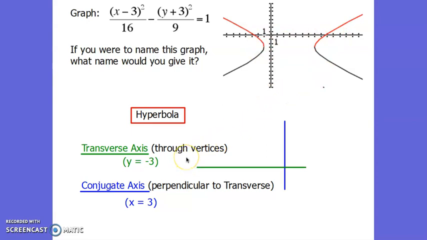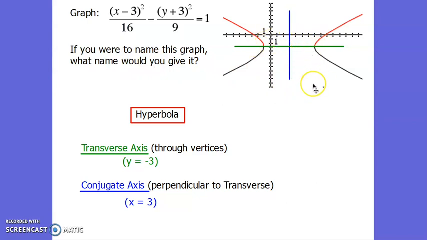Two branches. They also have two axes of symmetry, much like an ellipse. In an ellipse, we called them the major and the minor. For a hyperbola, we're going to call it the transverse axis. That's the axis that will go through the two vertices, cutting your two branches in half. And there's also what's called the conjugate axis. It's perpendicular to the transverse axis. Again, if we're at x equals 3, that's exactly where this one would have been, because it's halfway between those two vertices. And again, the transverse axis is exactly y equals k. Y plus 3 meant that we're going to be at -3. Made sense for why that would go through those two vertices.